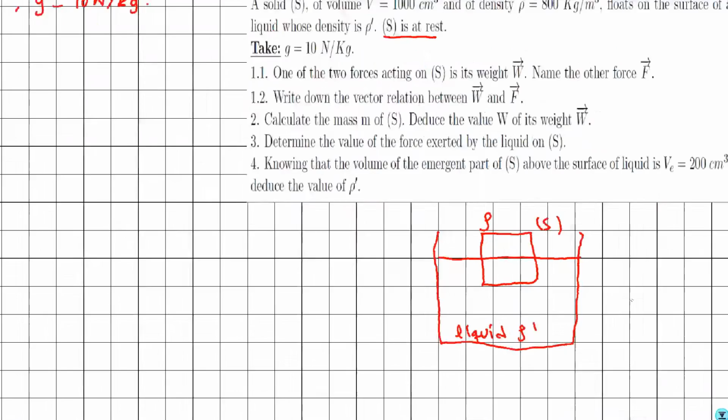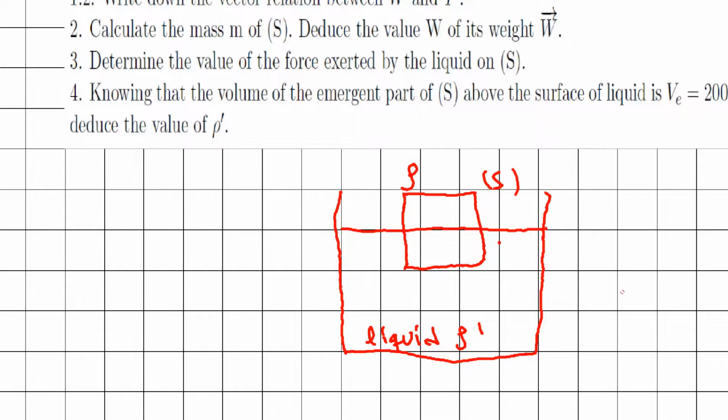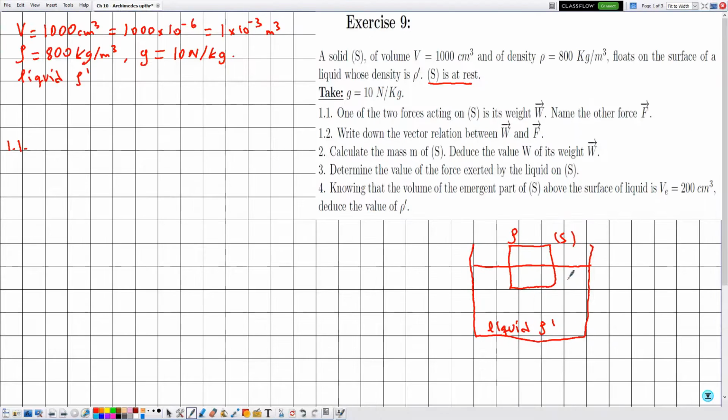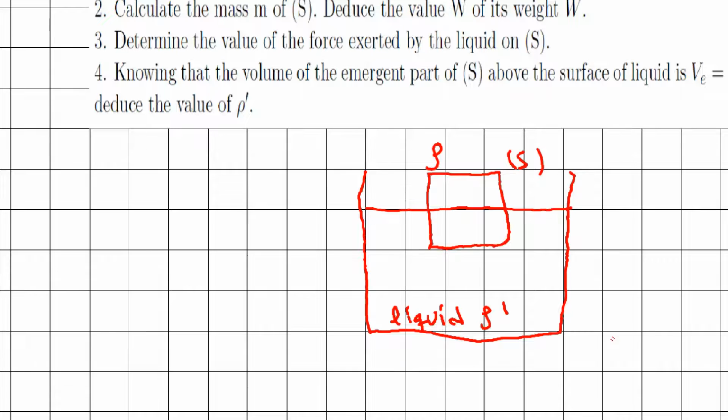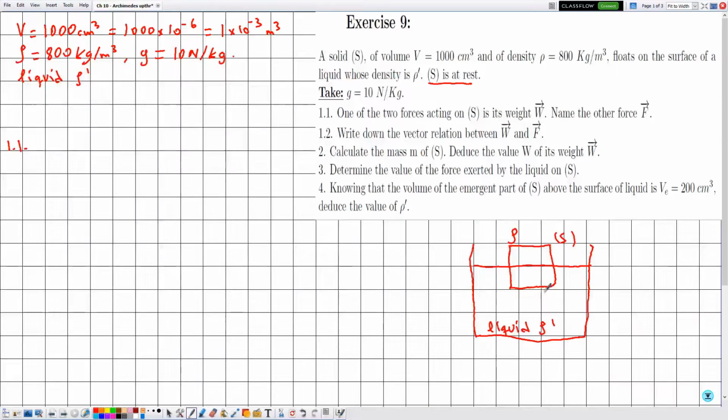Now, because the solid S has a mass, it is directly subjected to the weight acting on the center of gravity vertically downward. So they are telling me to name the other force here. Because we have a liquid, the solid S is directly subjected to the Archimedes upthrust force. So the name of the other force is Archimedes upthrust.